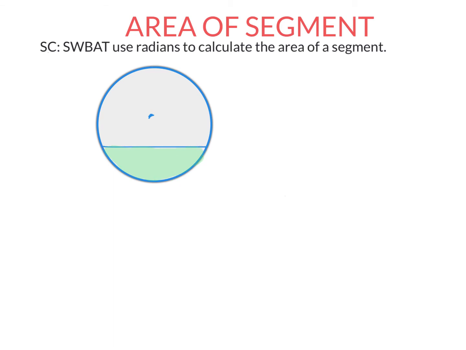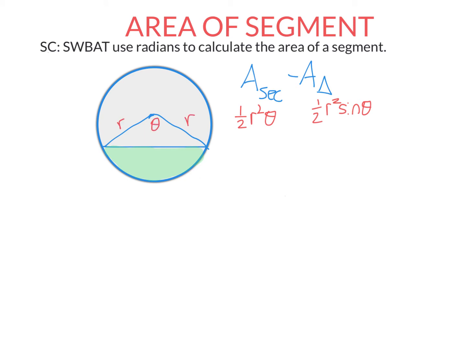So how are we going to find its area? We know from a previous video how to find the area of a sector. It's just half r squared theta. And we know how to find the area of a triangle. This is just using the formula half ab sine C. So here r is the radius and theta is the angle subtended by the arc.